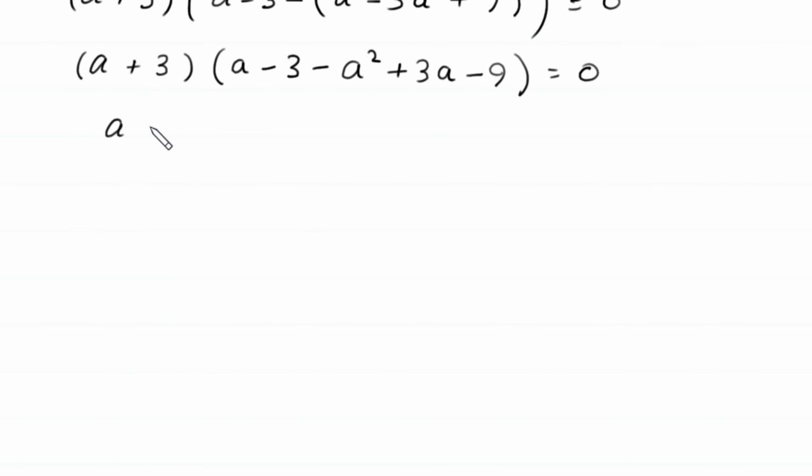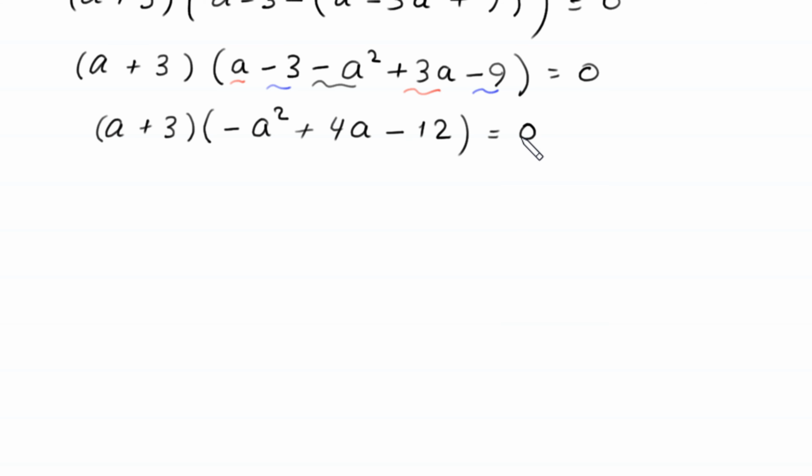Next, a plus 3 times, we write this negative a squared first, negative a squared. This 3a plus 1a will become plus 4 times a. This negative 9 minus 3 will become negative 12 is equal to 0.